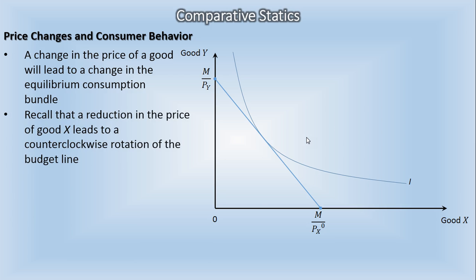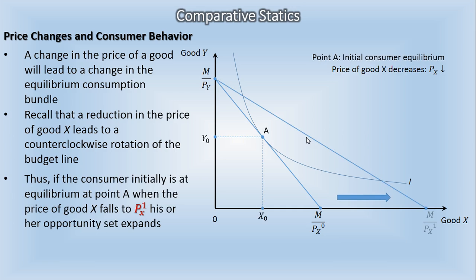So recall that the reduction in the price of good X leads to, so this is going to go down, right? So what's going to happen to this point here? It's going to move out, right? There's going to be more of the good X that can be purchased when the price of good X goes down. So this leads to a counterclockwise rotation of the budget line. So we're initially at this consumer equilibrium. The budget line shifts out.